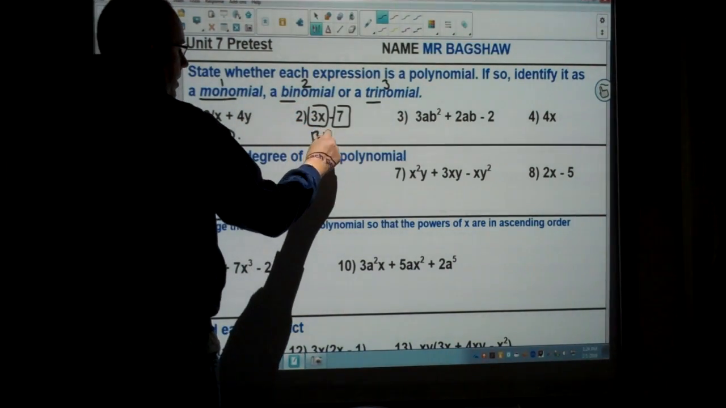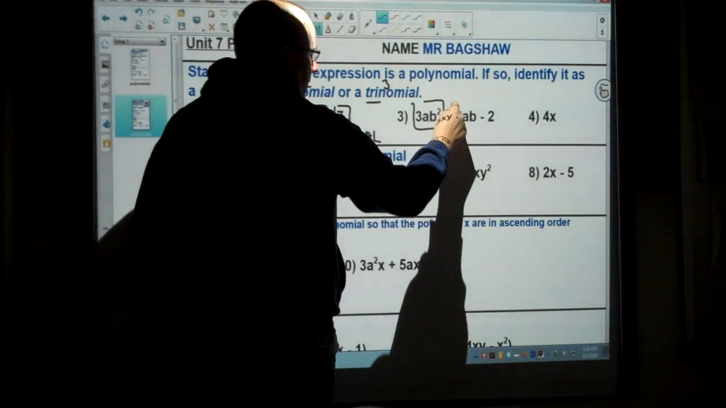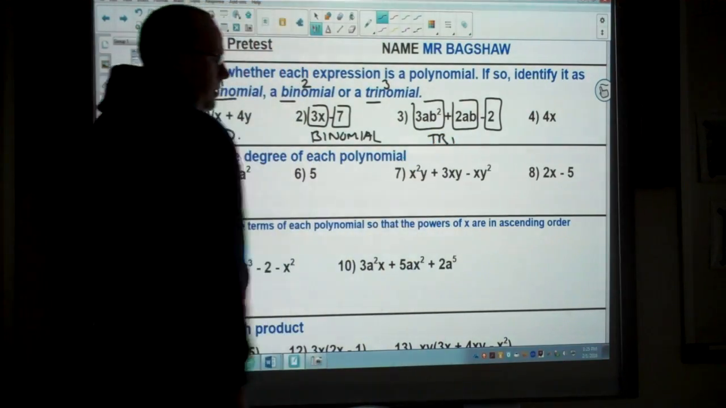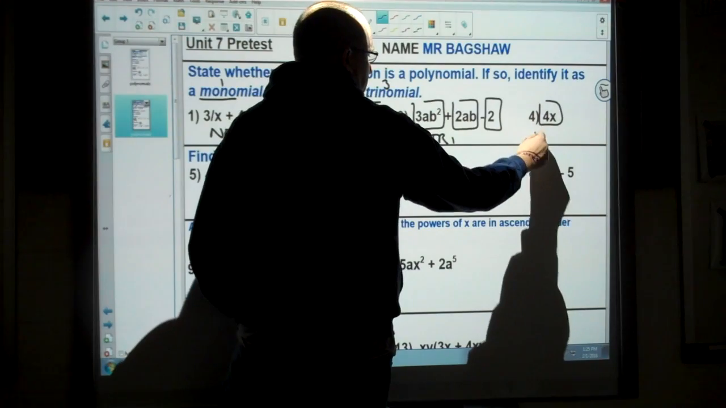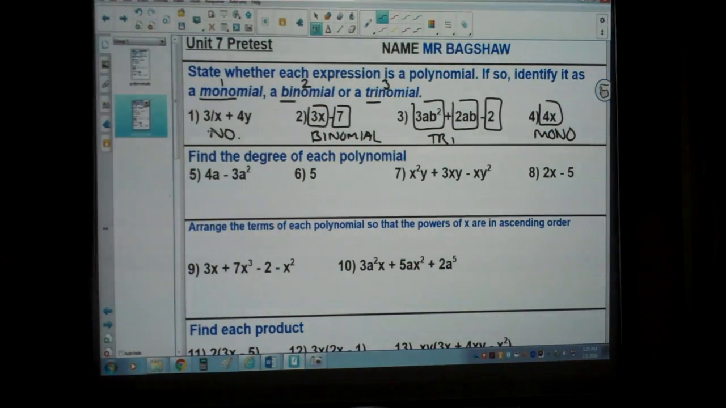So this one would be binomial. This one would have 3 terms. So that one would be trinomial. And this one there's no add at all or subtract to separate it. So this is just a single term. So in other words, this is a monomial.